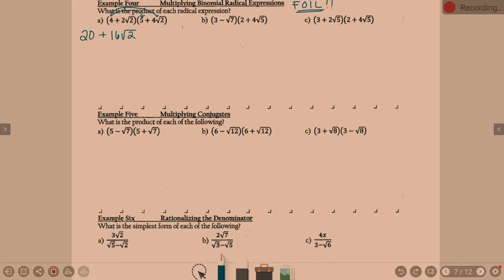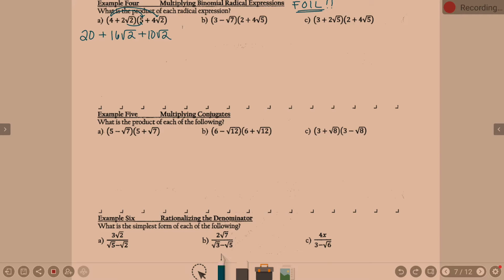Now we're going to do our insides. So now, 2 square root of 2 times 5. 10 square root of 2. Okay. Whole number 5 times that 2 outside is going to be 10. And you keep the square root of 2. So 10 square root of 2.